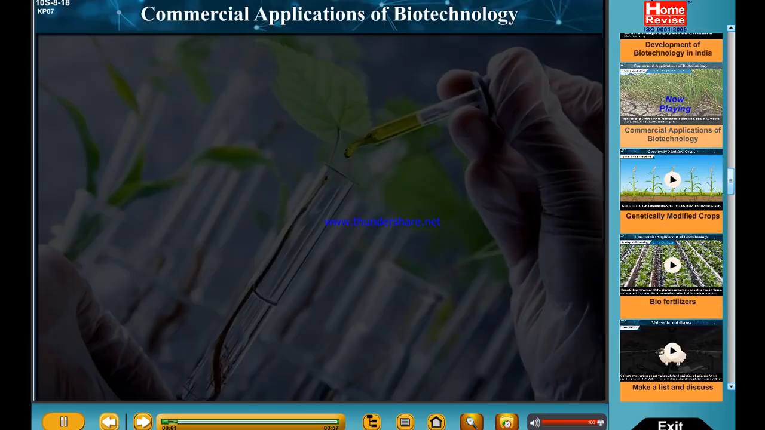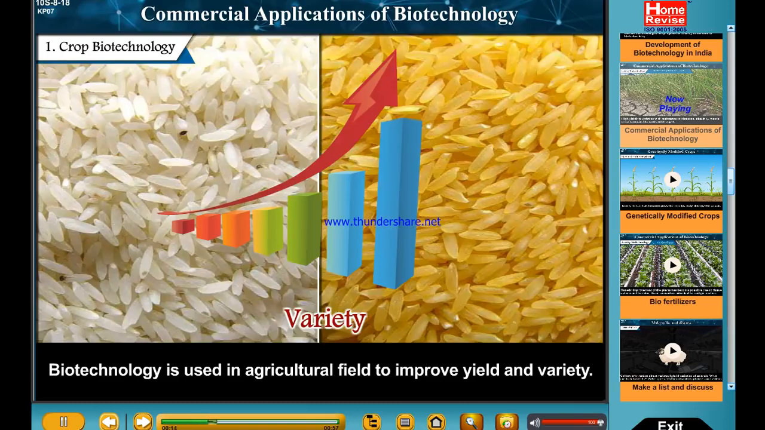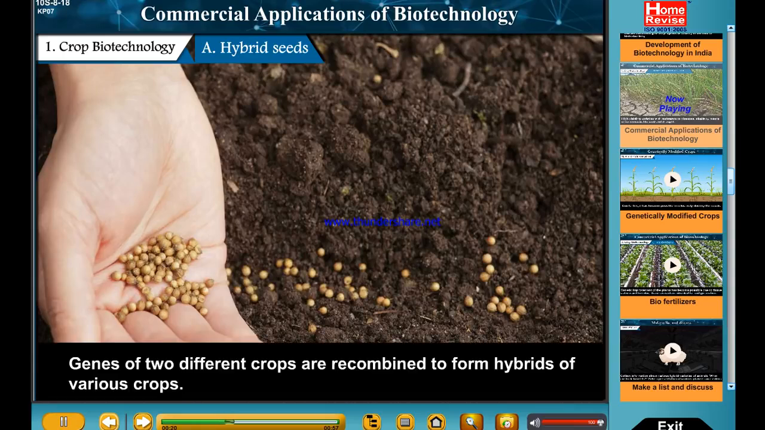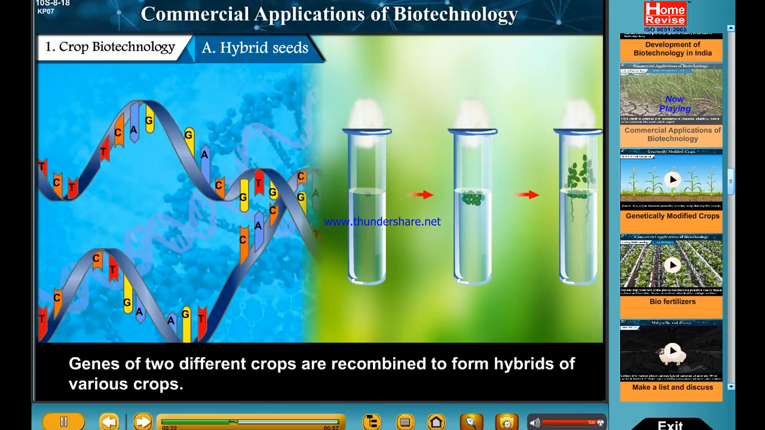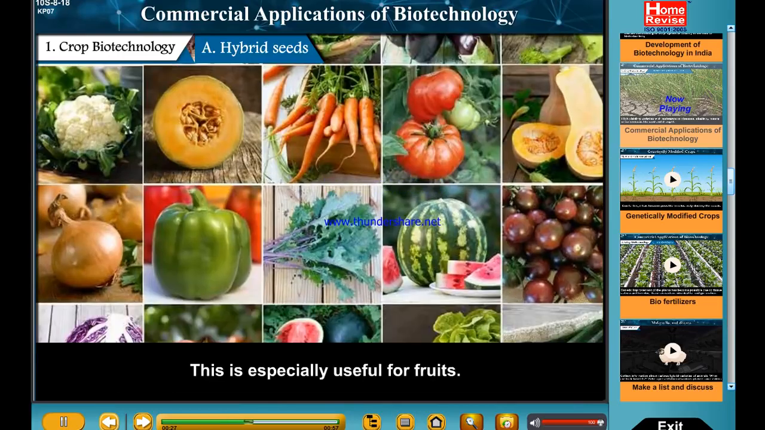Commercial applications of biotechnology. 1. Crop biotechnology. Biotechnology is used in agricultural field to improve yield and variety. A. Hybrid seeds. Genes of two different crops are recombined to form hybrids of various crops. This is especially useful for fruits.